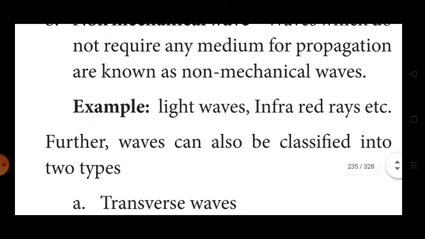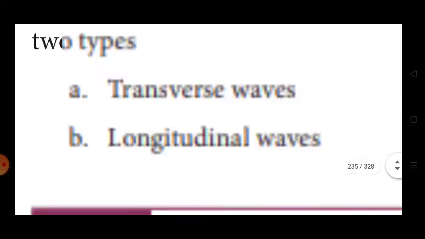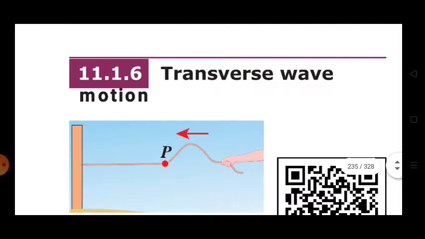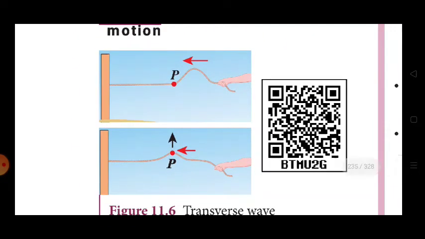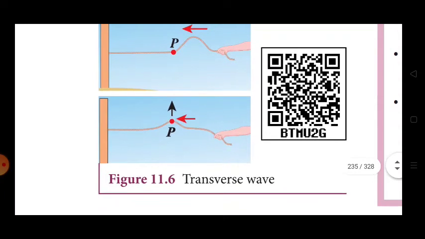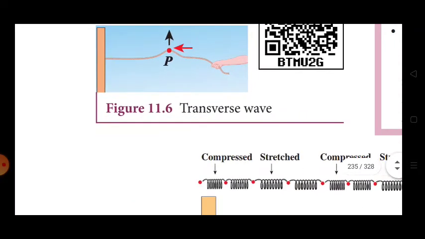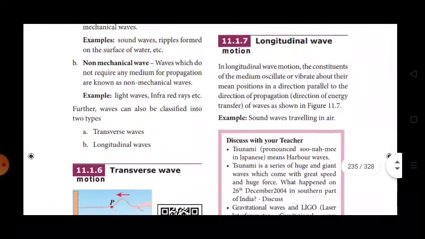Further, waves can also be classified into two types. One is transverse waves and another one is longitudinal waves. What is meant by transverse wave motion? So, students, you can see that a person swinging the wire stretched at the other end, the particles are moving perpendicular to the motion of the wave in the string. We will see clearly now with the help of this explanation.